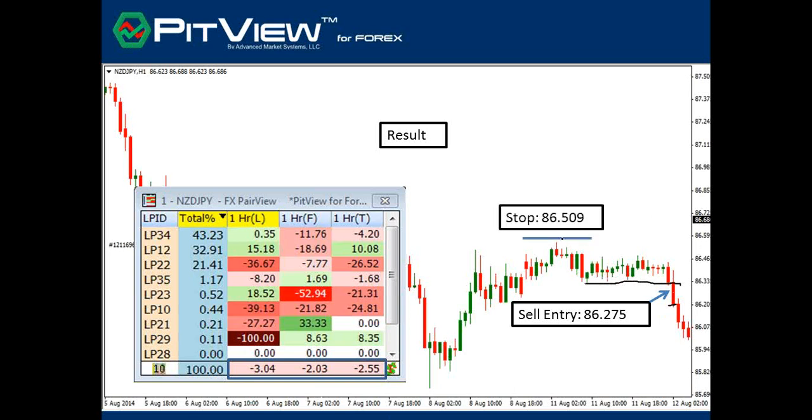Generally speaking, when I put in orders, I'm always going to put my stop orders using previous highs and lows. So I put my stop here at 86.509, risking about 23.4 pips to be exact. And then right in here, within just a couple of hours, we had our limits reached. A lot of times when I'm doing intraday type of swing trading, I'll look for just a 1-to-1 risk reward. In this case, we reached a nice little profit of 23 pips within just a couple of hours after getting a sell signal here in New Zealand yen, all of which was favored by PitView.